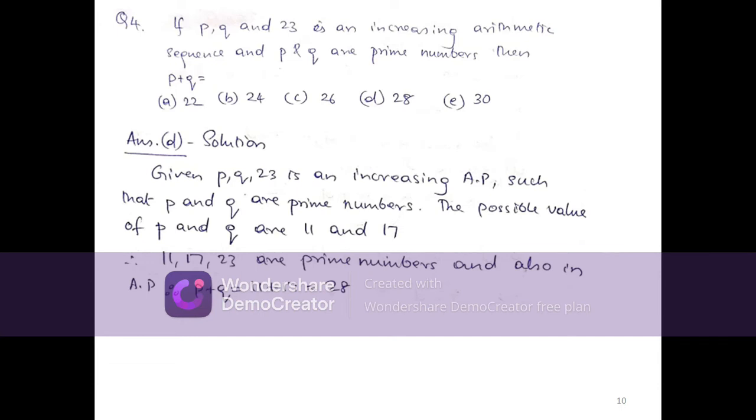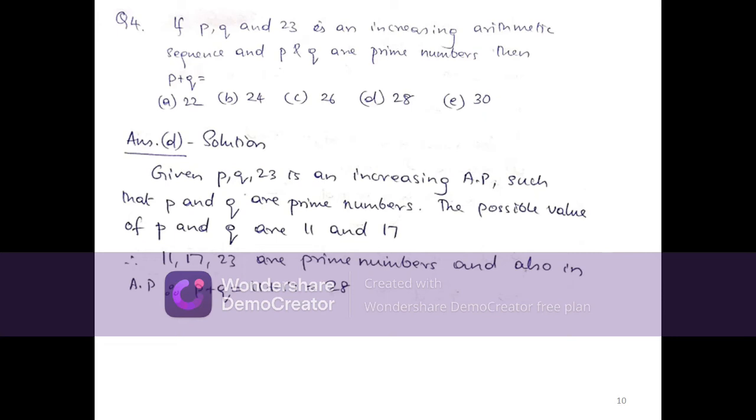If P, Q and 23 is an increasing arithmetic sequence and P and Q are prime numbers, then P plus Q is equal to: option A 22, option B 24, option C 26, option D 28 and option E 30.